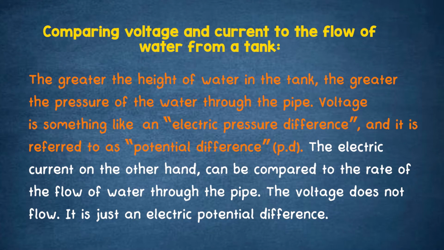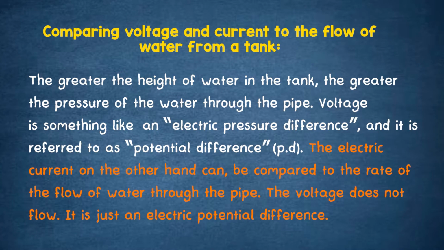the pipe. Voltage is something like an electric pressure difference, and it is referred to as potential difference, which is abbreviated PD. The electric current, on the other hand, can be compared to the rate of flow through the pipe. The voltage does not flow. It is just an electric potential difference.